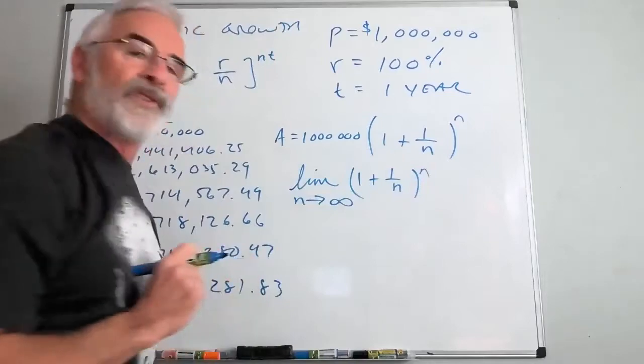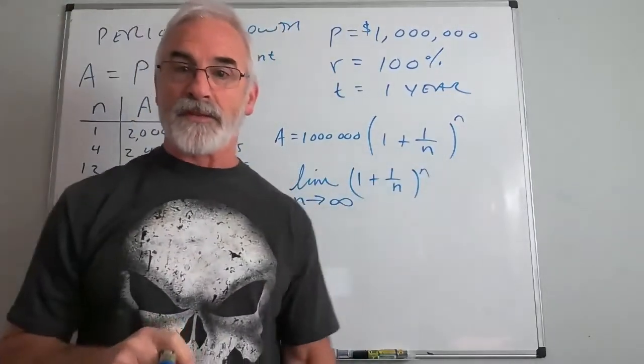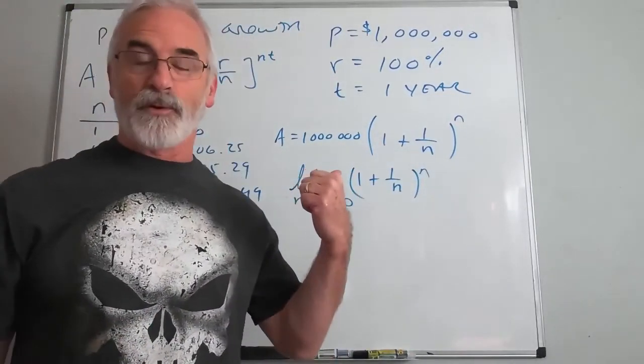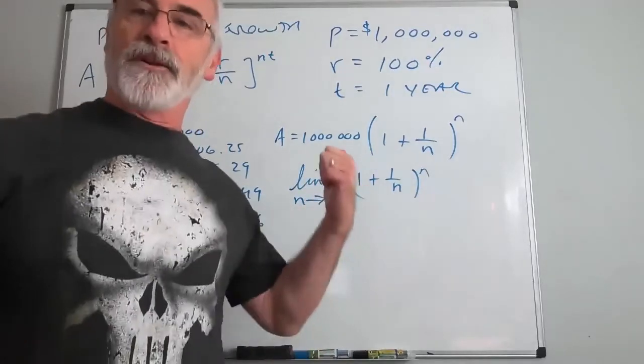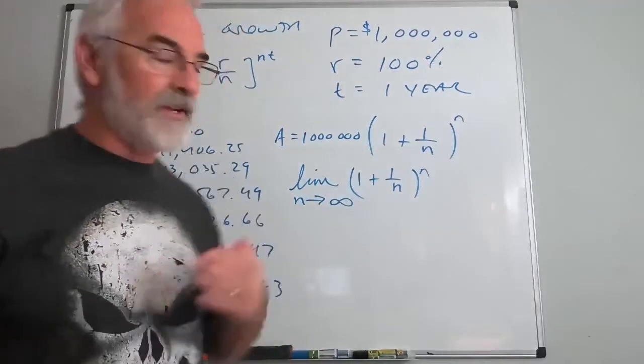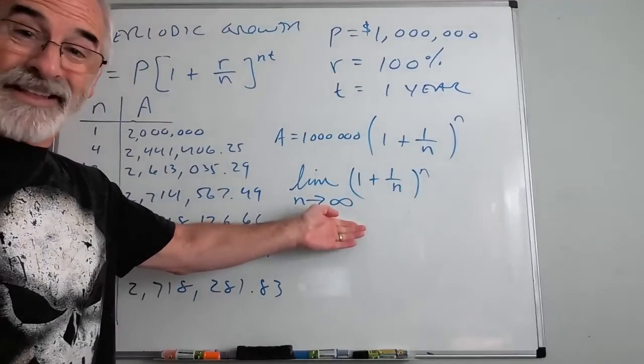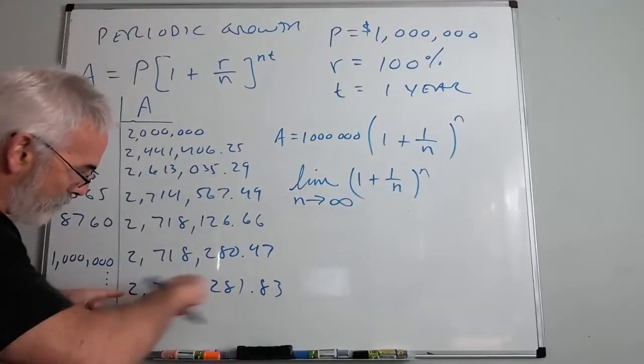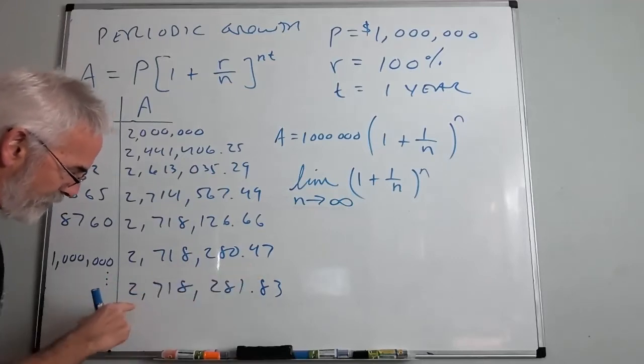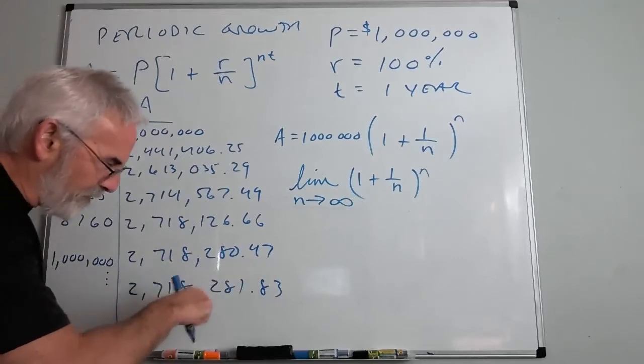Of all the limits that exist, have existed, and will exist, this is considered number one. There isn't anything that's even close in terms of importance. This is the single most important limit in all of math and science. $1 million times 2.718.